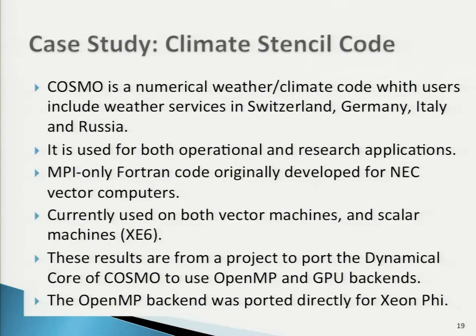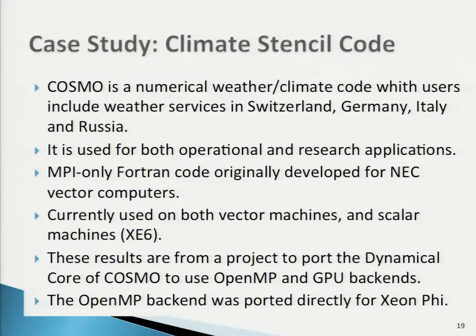A final little example I want to look at is something I've been working on, and this is just to illustrate some of the difficulties you can have with load balancing. So Cosmo is a numerical weather and climate code that's used by weather services in Switzerland and Germany, Italy, Russia, South Africa, Indonesia. Lots of different countries use this code. It's not only used for weather, it's also used for climate simulations at ETH and lots of other universities.